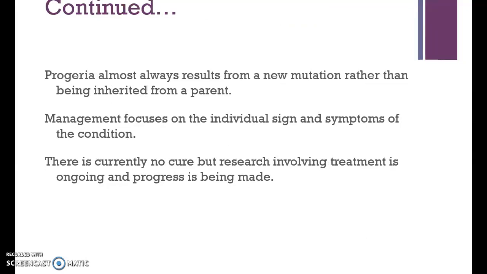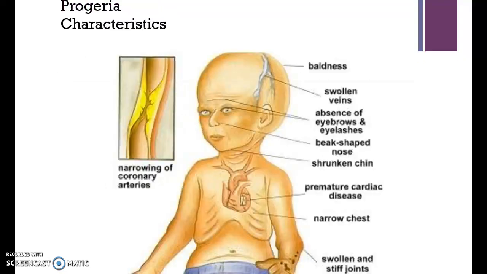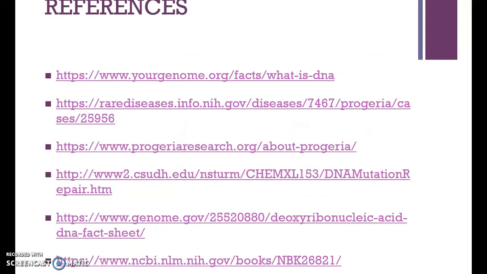Progeria almost always results from a new mutation rather than being inherited from a parent. Management focuses on the individual signs and symptoms of the condition, and there is currently no cure, but research involving treatment is ongoing and progress is being made. Here is a picture of a diagram of a child suffering from progeria, and here are my references.